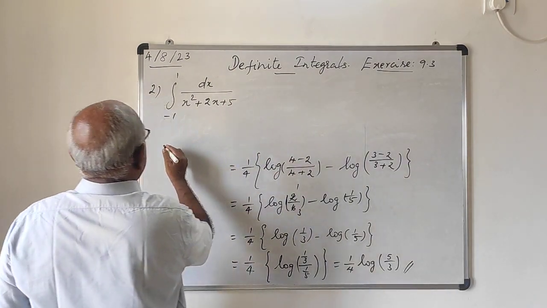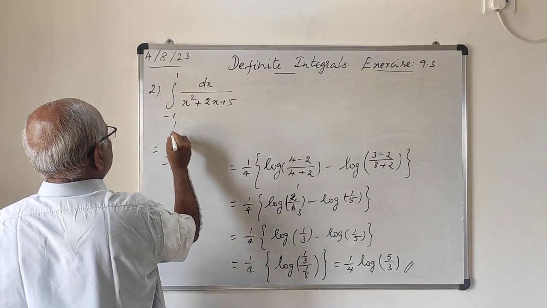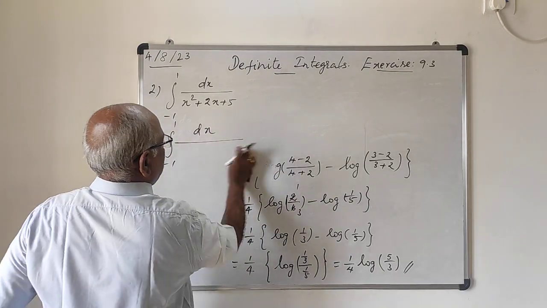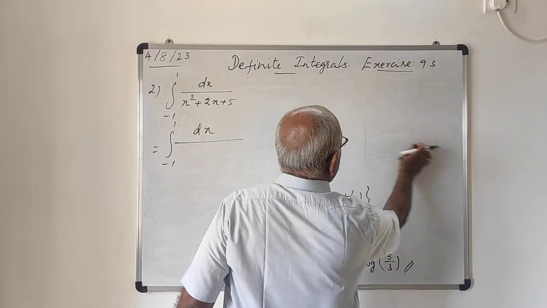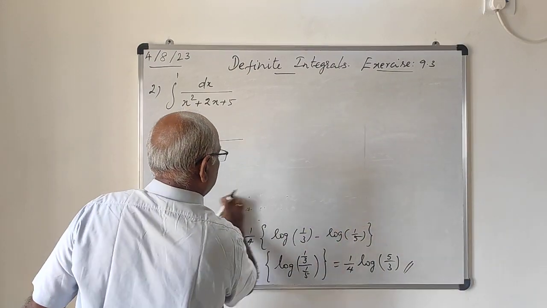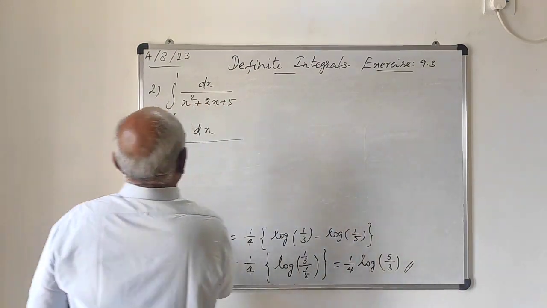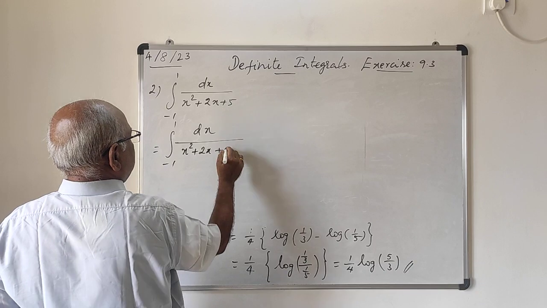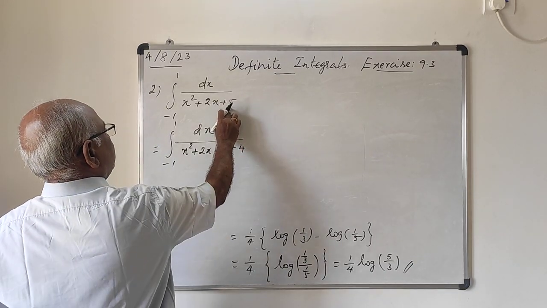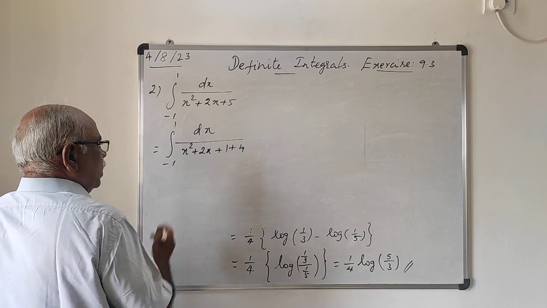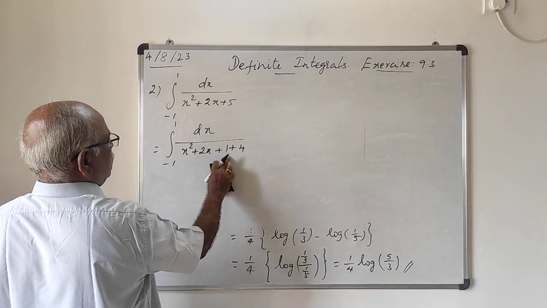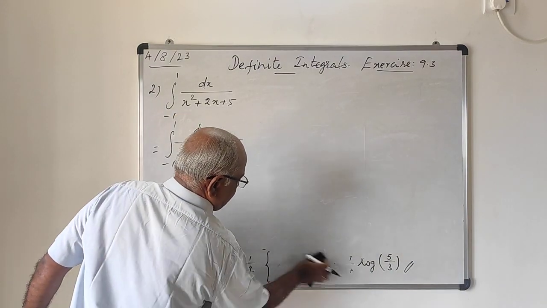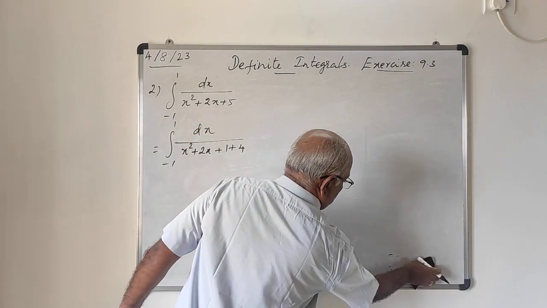To solve this problem, consider the integral from -1 to +1 of dx by x square plus 2x plus 5. I can split the denominator expression as x square plus 2x plus 1 plus 4. I write this 5 as 1 plus 4. Why I am writing this is that x square plus 2x plus 1 is one term, and the remaining 4 is another term.